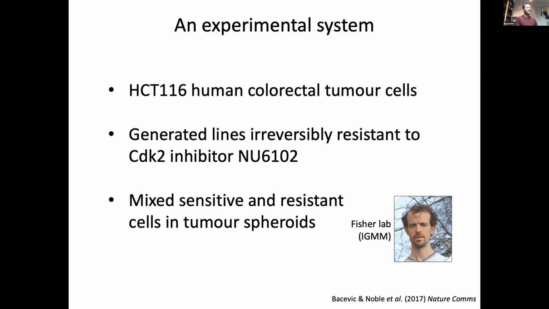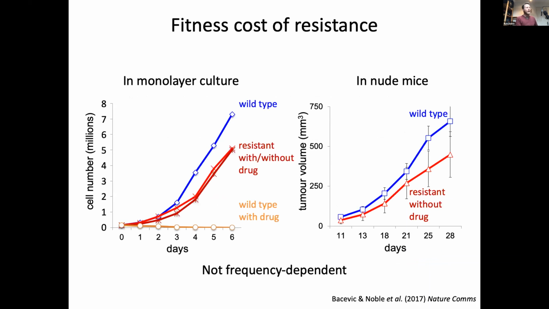And what they did, as you've seen in some other presentations, is mix these two populations, the sensitive and the resistant cells, together. They grew them not only in two-dimensional plates, but also in tumor spheroids, which recapitulate some of the structure and the conditions of solid tumors. And they found that even when these resistant cells had been kept under drug pressure for many months, they still proliferated slower than the wild-type cells.